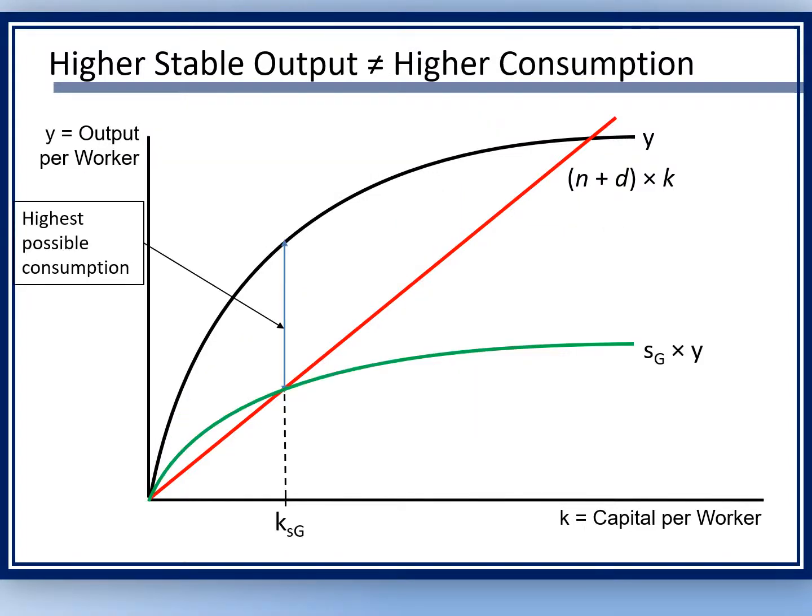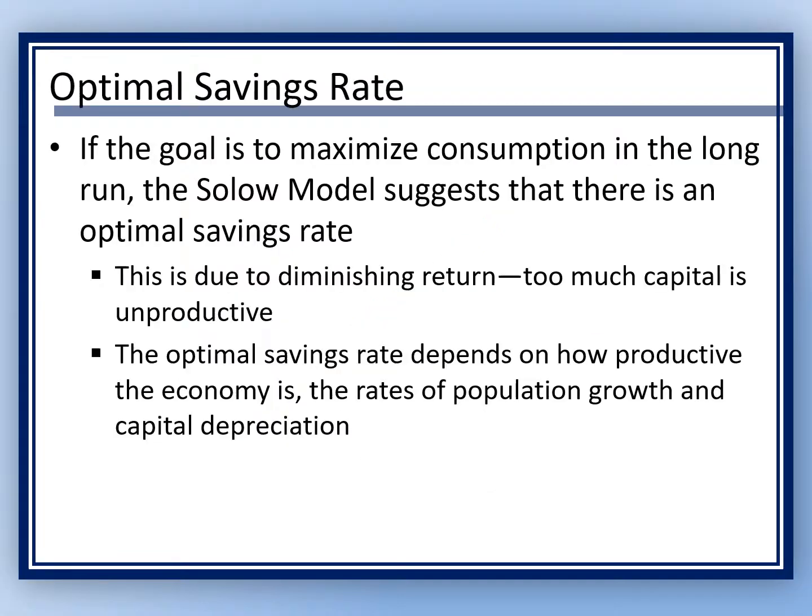Because of this reason, there is actually an optimal savings rate which gives you the highest consumption. This is called the golden rule savings ratio. So if the goal is to maximize consumption in the long run, then the Solow growth model suggests there's actually an optimal savings rate. And ultimately, the reason is due to diminishing returns. Too much capital is unproductive.